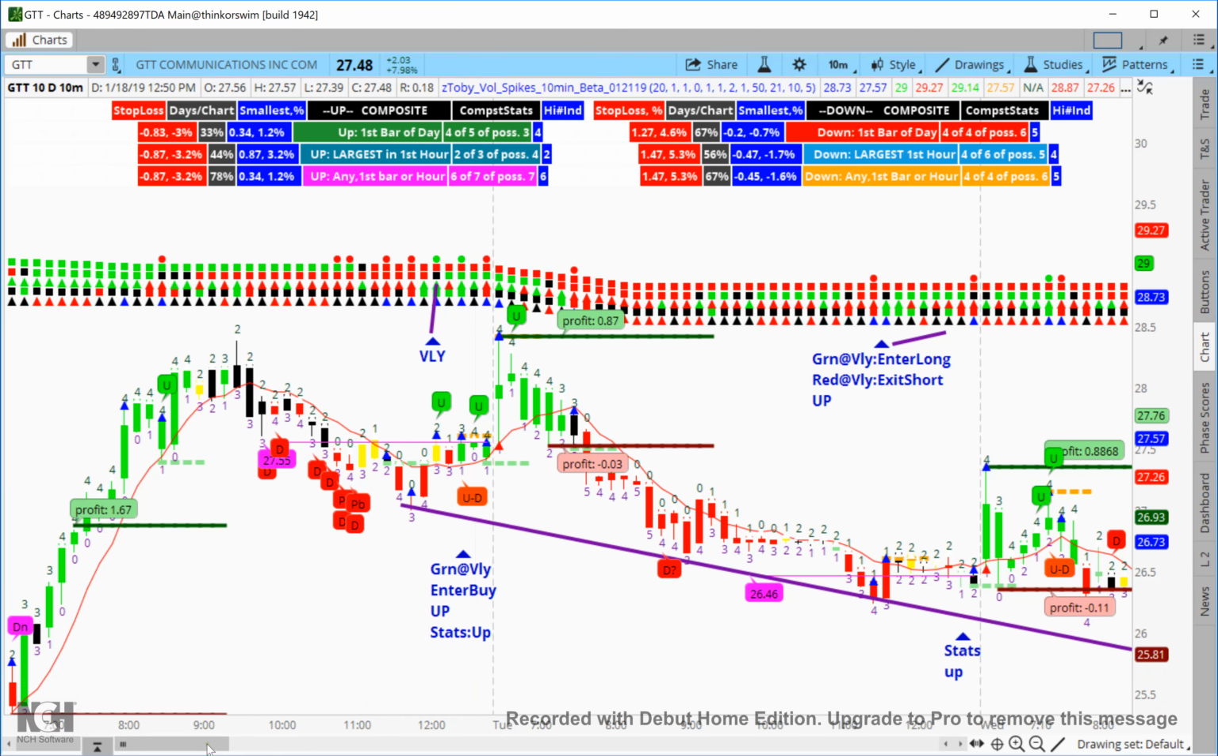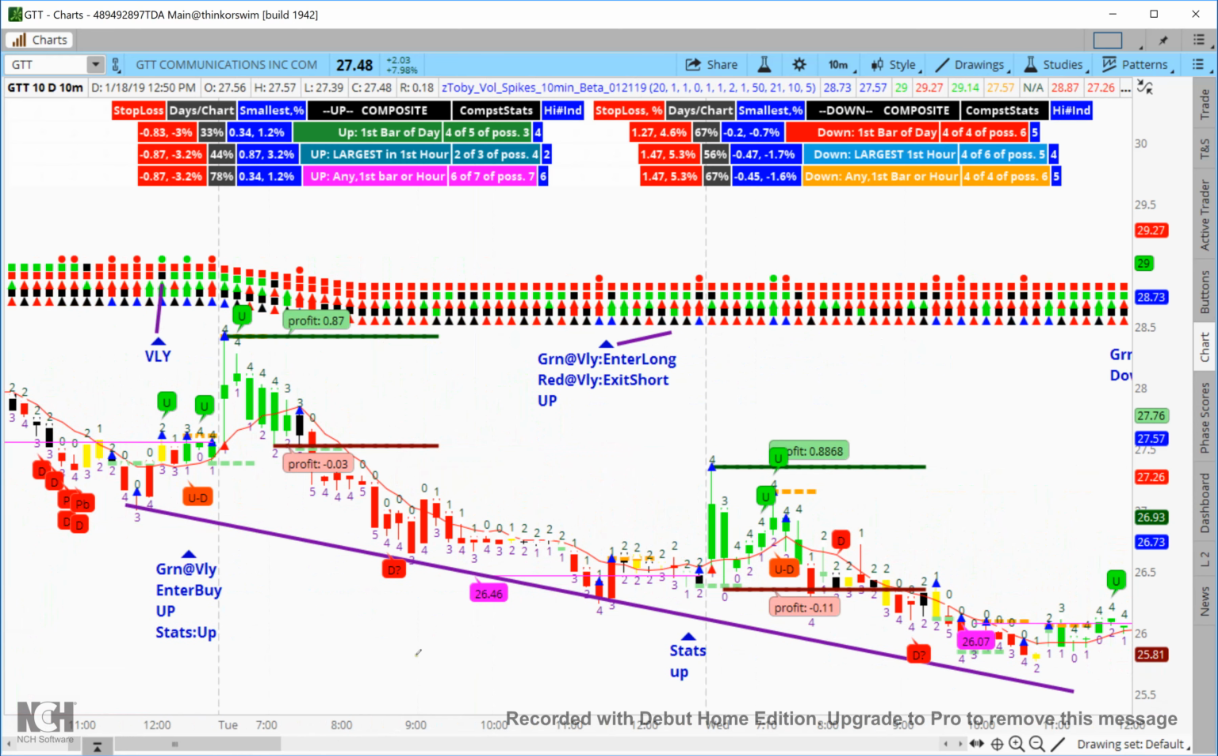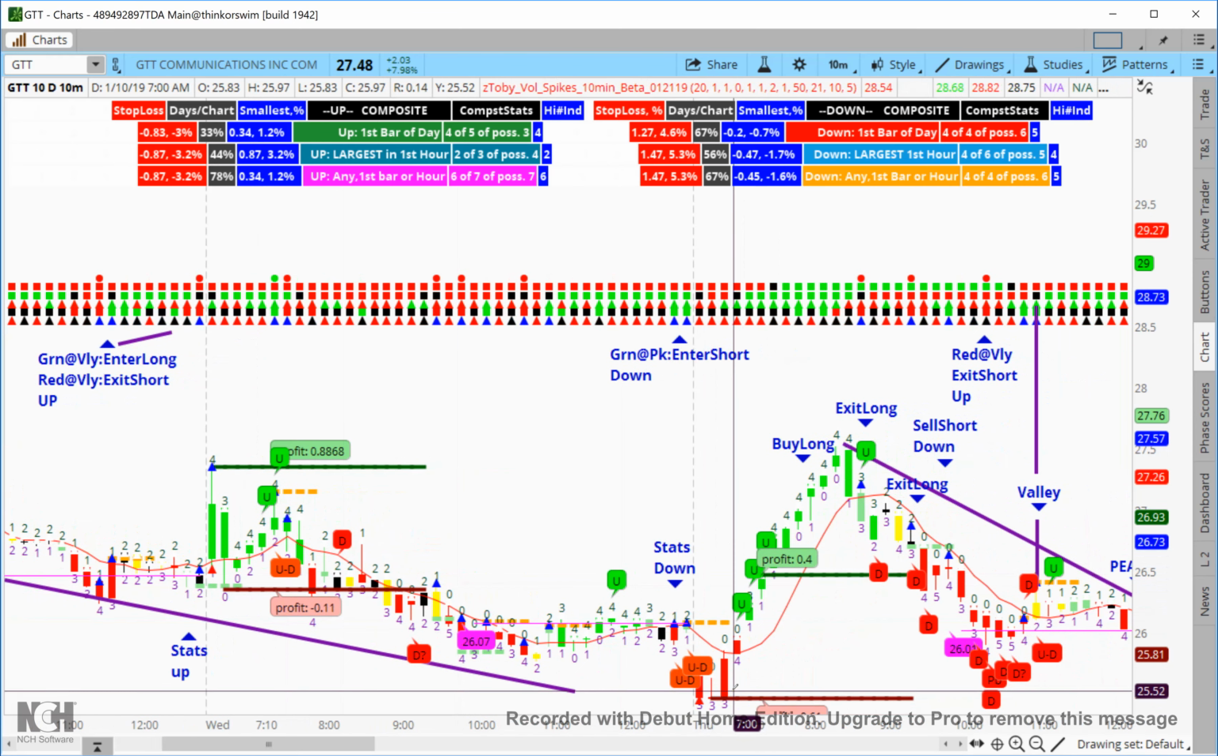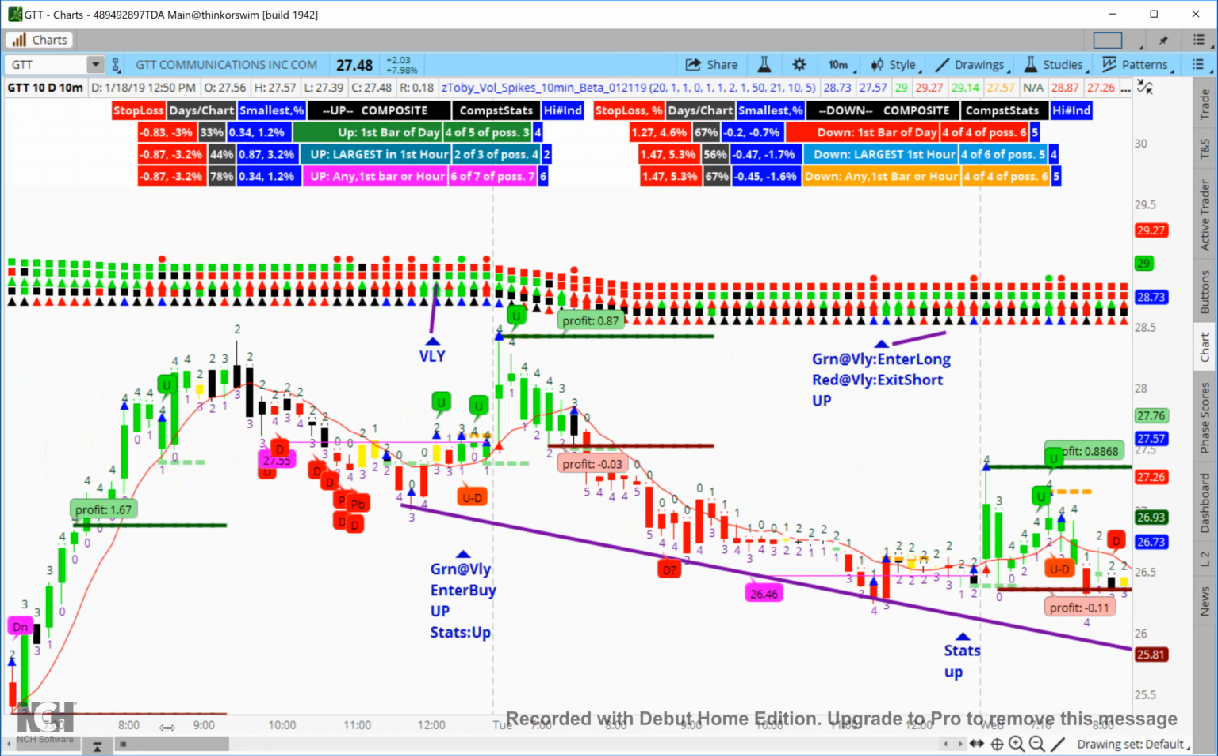Then there's a situation where it's just kind of going down and down and down. Like this one kind of goes down and goes up, but the next one over here is going down and continues to go down and then jumps up. So there's different situations to look at.